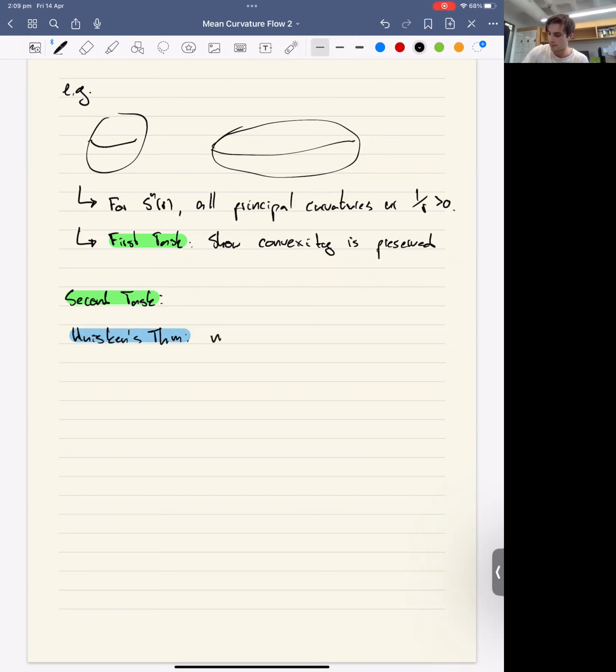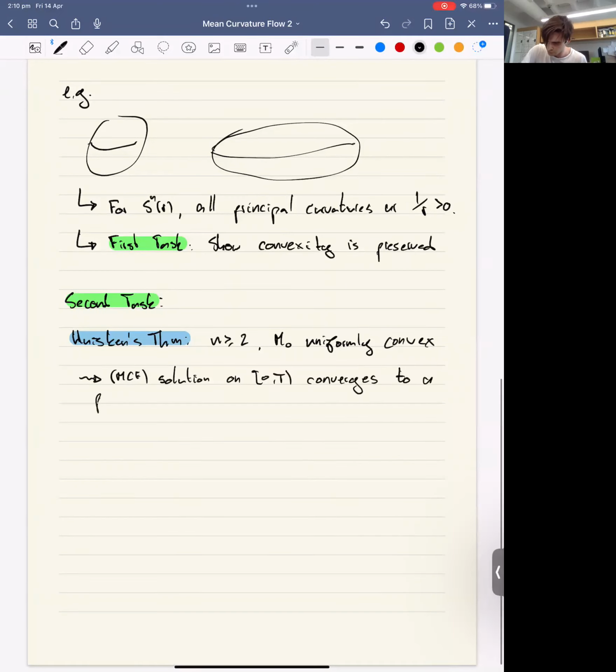Okay, so in n greater than or equal to 2, if I take a uniformly convex initial condition, then what do I have? So I run my mean curvature flow. Solution on 0 to T converges to a point.